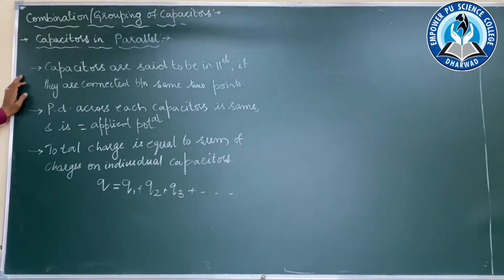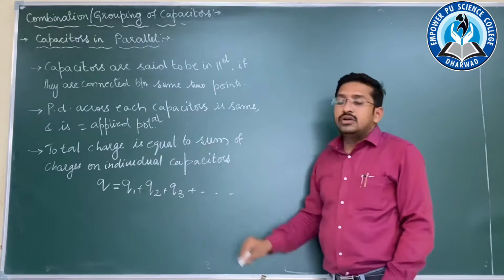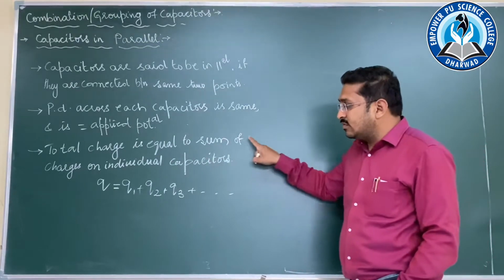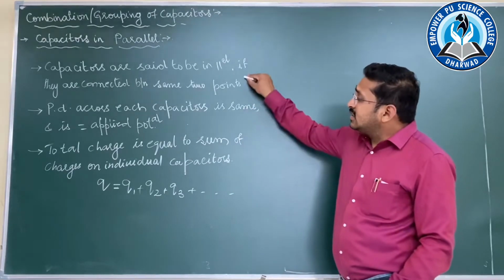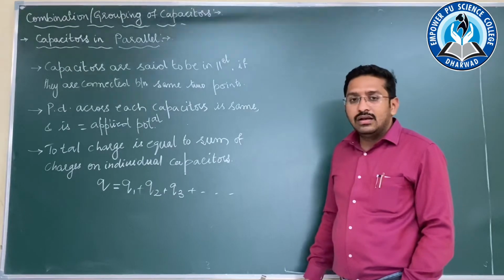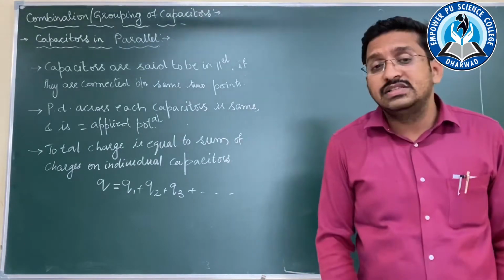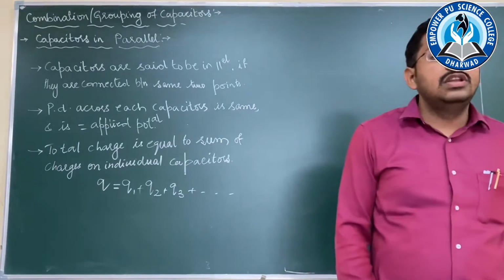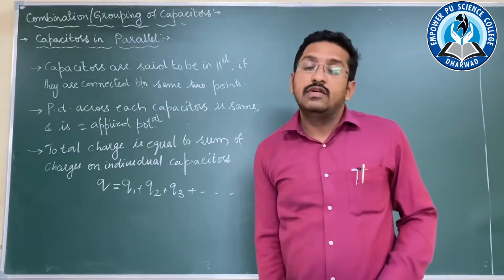The potential difference across each capacitor is equal to the applied potential difference. The total charge is equal to the sum of charge on individual capacitors. These are the main important points regarding capacitors in parallel. Now we need to derive an expression for equivalent capacitance in parallel, that is, find out the equivalent capacitance.